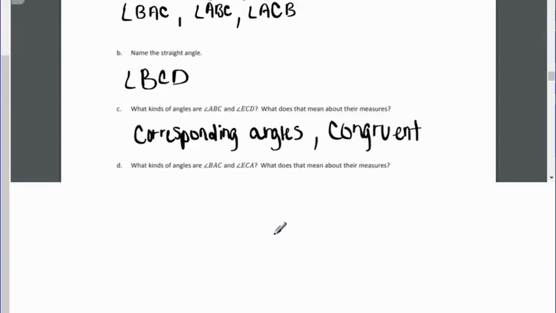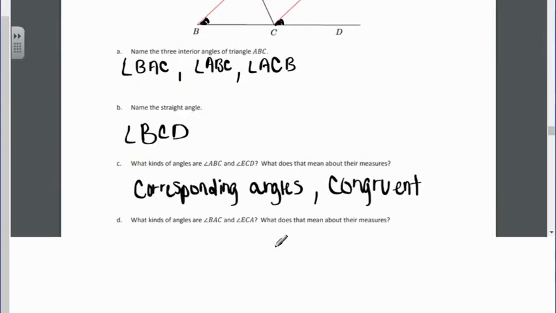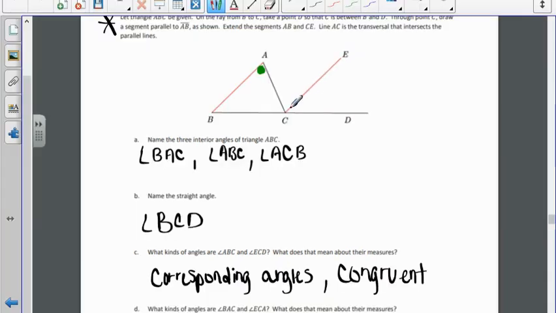Okay, this one says, what kind of angles are angle BAC and ECA? So I'm going to erase what I have written here. I'm going to do it in green. BAC, so here's this angle right here in green. And E, so here's E, C, A, these angles right here.